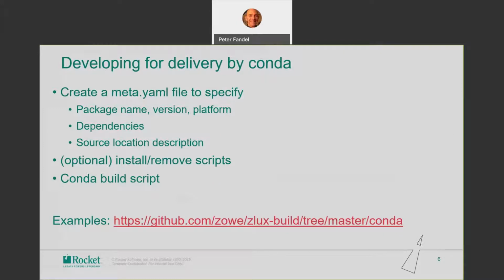Then it comes to developing for delivery by Conda. So if you have development teams developing your own in-house tools or products and you want to make them available internally using Conda, it's pretty straightforward. You need to create a metadata file, meta.yaml, for every product you want to deliver by Conda. This metadata file specifies the name of the product, the version, the platform that it runs on, and all the dependencies and versions of dependencies, as well as the location of all the source code for creating that.